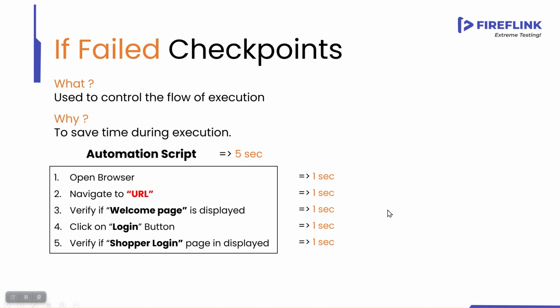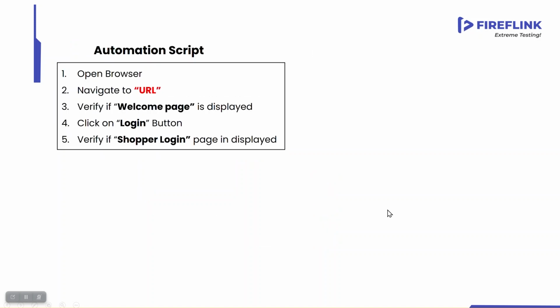Now we got this scenario, right? In the same script, I'm running the same script, but my first step fails, which is open browser. When open browser is failing, will navigate to URL pass? Not possible, because there is no browser. Without a browser, where will it navigate to the particular URL?